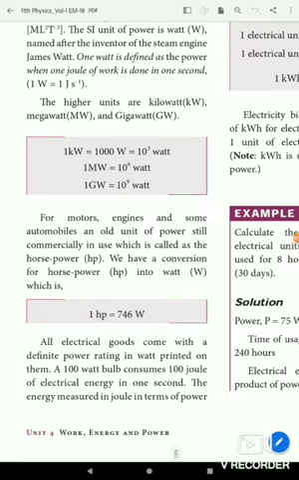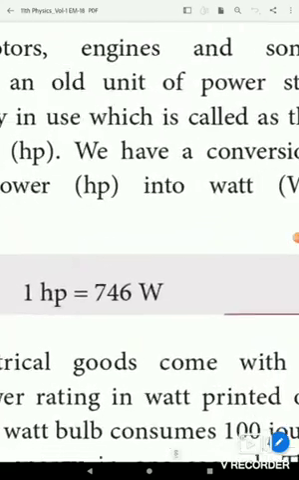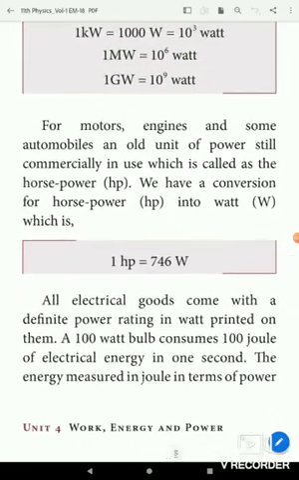For motors and engines, we use horsepower. Okay, horsepower into watt: 1 HP is equal to 746 watt. All electrical goods come with a definite power rating in watt printed on them.